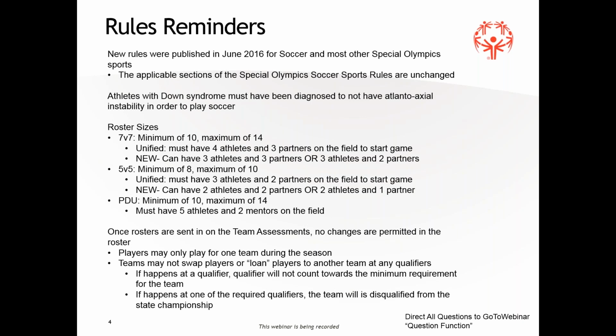You must start the game with the 4 and 3. Okay? If you have injuries, or hopefully this doesn't happen, but if people get thrown out and you have to go below that 7, you can do 3 athletes and 3 partners. Or if you go down even further, you can do 3 athletes and 2 partners. That's the lowest you can go. Okay, so if you get someone else hurt after that, sorry, you have to forfeit the game.